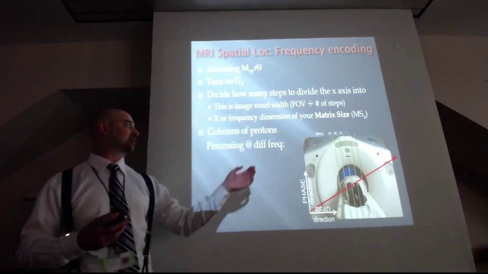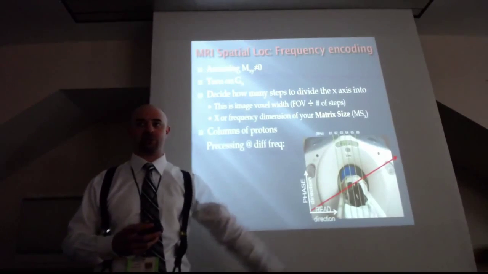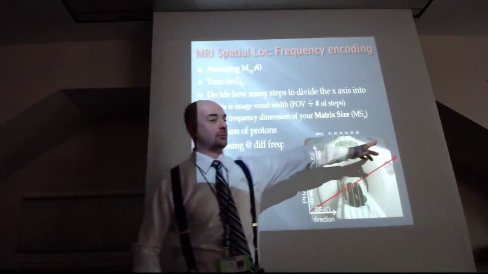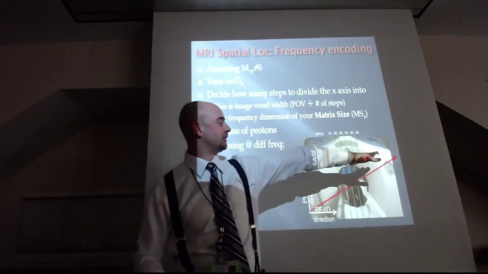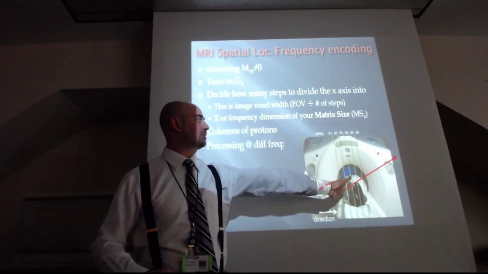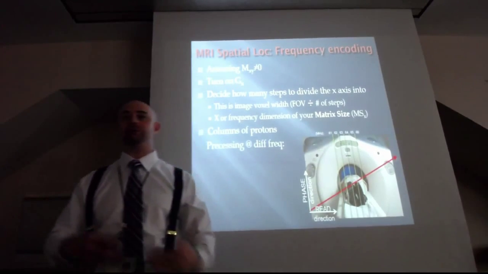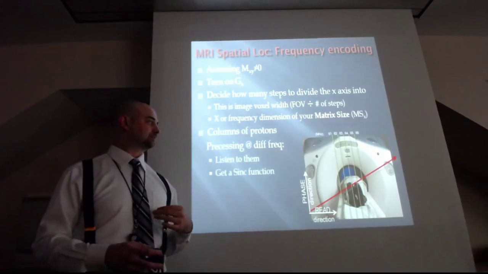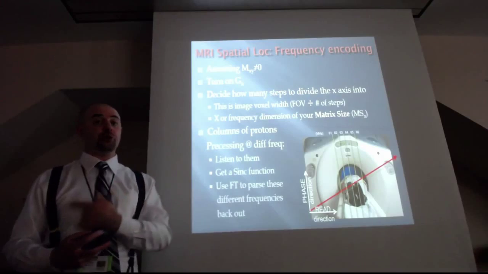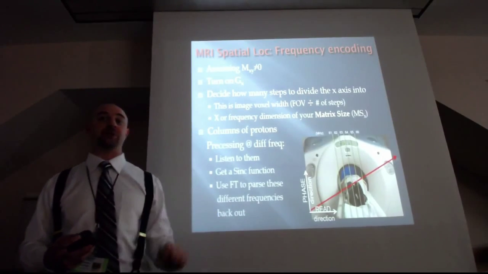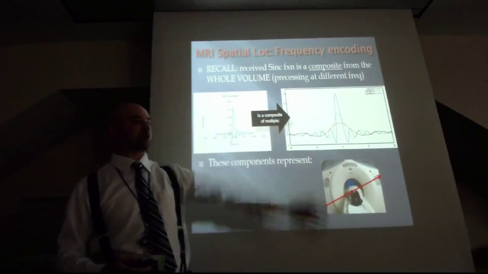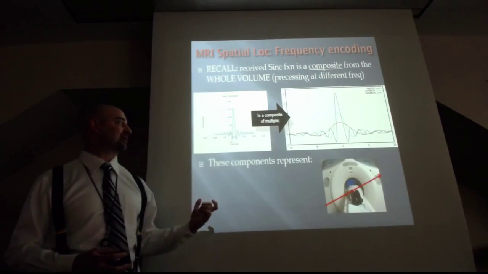And this is going to result in columns of protons that are precessing at different frequencies, right? Larmor equation, lower B0 here, higher B0 there. Well, lower net B here and higher net B there. And as a result, these protons are going to be precessing at, say, 61 through 66 megahertz. As you listen to them, you'll get a sinc function, and you can use the Fourier transform to parse out the different fundamental frequencies from each column. Let's take a look. So remember, again, sinc function, multiple fundamental frequencies.